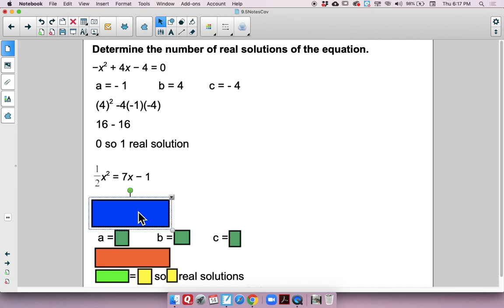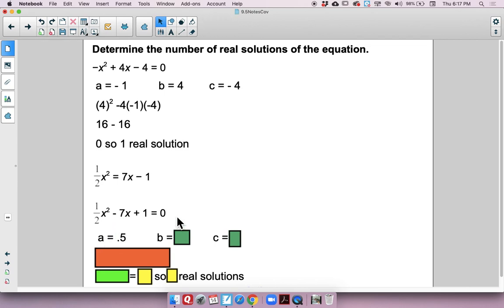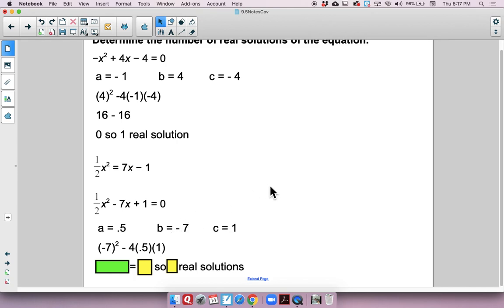Hopefully you put it into standard form. What's A? 0.5 or 1/2. B is negative 7. Always take that sign. C is 1. Discriminant, b squared minus 4ac. So negative 7 quantity squared, and then that. And what do we end up getting? 47, which means there are 2 real solutions, because last time I checked, 47 is a positive number.